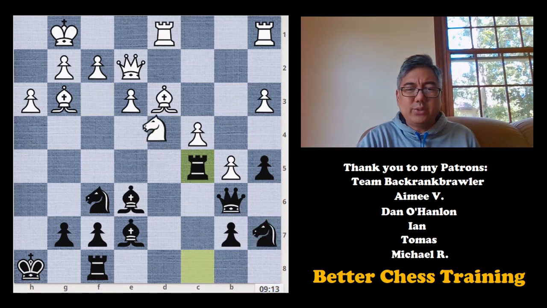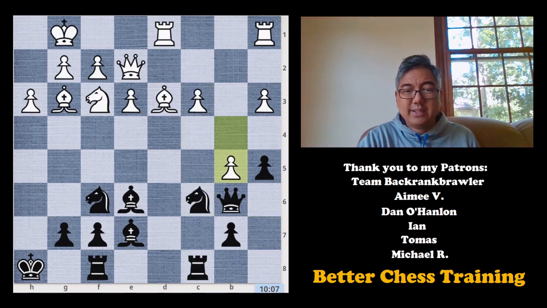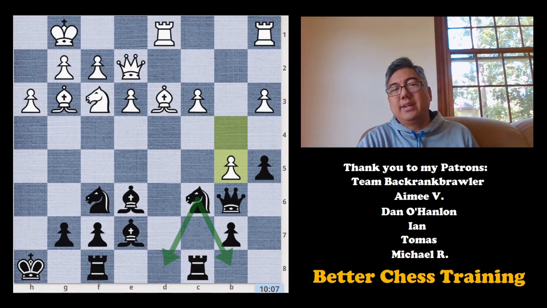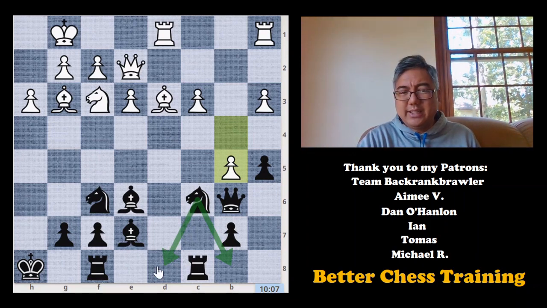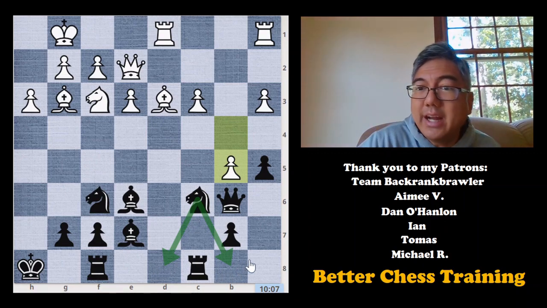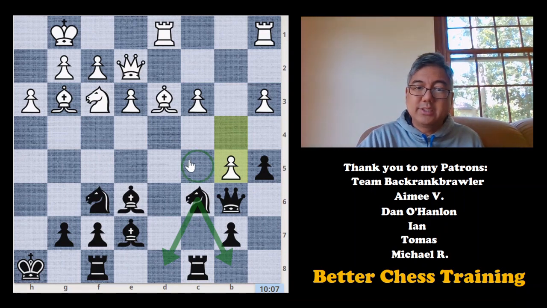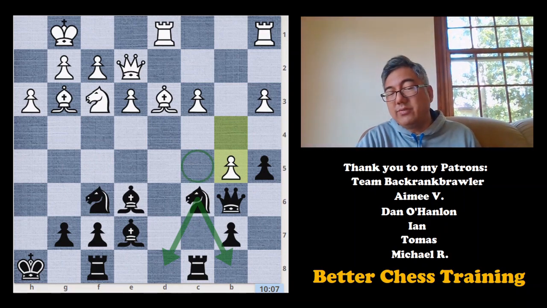And then the other question I need to ask myself, let's go back. At this point, did I even consider knight to b8 and knight to d8? And I did. I don't think I considered knight to d8, which intuitively just looked bad to me. But knight to b8 is definitely something I should have looked at, considering this control over the c5 square.